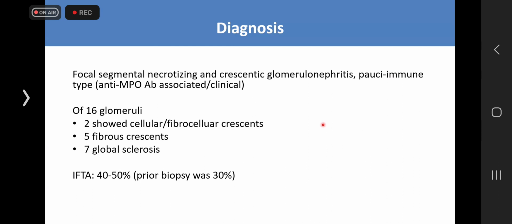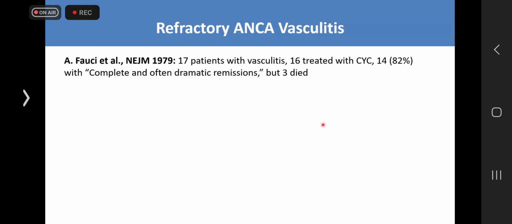And refractory ANCA vasculitis has been described for about as long as we've had treatment. So in Tony Fauci's original New England Journal paper in 1979, of 17 patients with vasculitis, I believe all women, 16 of whom were treated with cyclophosphamide, 14% of those patients, and this was novel at the time, had complete and often dramatic remissions, but 3 of them died.